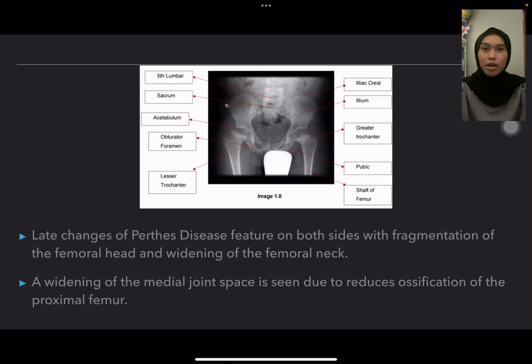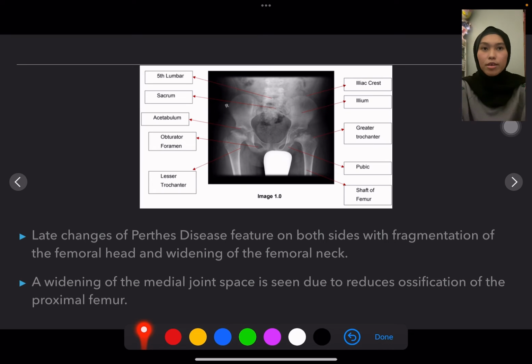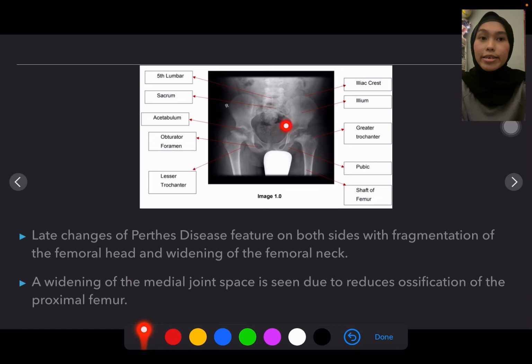Okay, so this one is an example of the X-ray image. We can see here the changes of the femoral head. Both sides of the femoral head become fragmented, and there is widening of the head and the neck of the femur. And widening of the medial joint space is seen due to reduced ossification of the proximal femur.